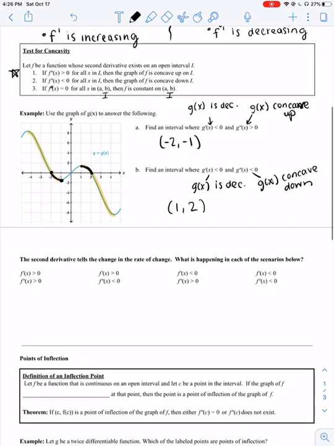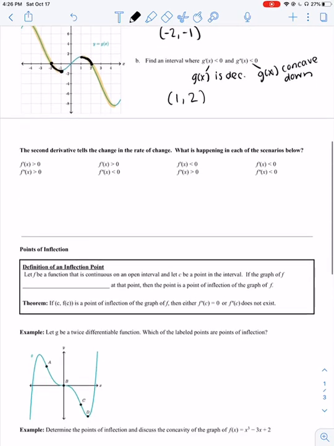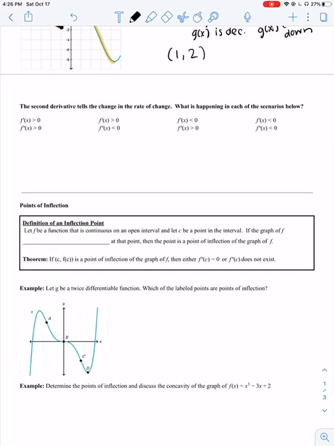Okay, so for this next portion, we are going to try to visualize what's going on in each of these scenarios. The second derivative tells the change in the rate of change, right? The first derivative is the rate of change of your function, and the second derivative is basically the change in that rate of change. Like I said, what you really need to know is that the first derivative tells you if your function is increasing or decreasing, and the second tells you if you're concave up or concave down. So let's look at this first situation.